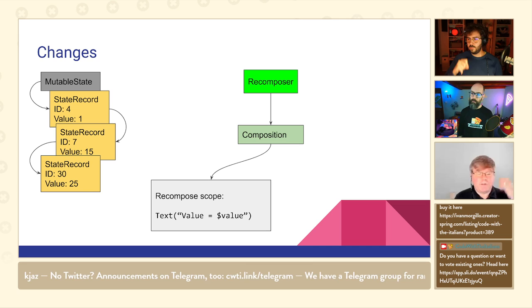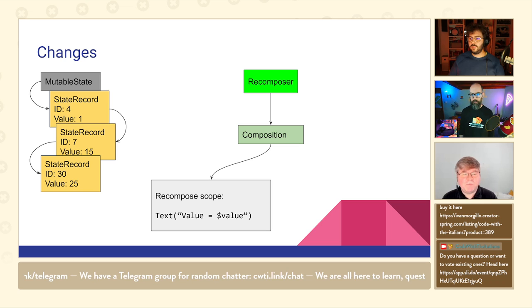So when you use the value, the composition says, I've read it. The recompose scope will maintain a reference to the object that it read. So when the recomposer sends it a list of objects, it knows, oh, this is the recompose scope that needs to be invalidated. So the composition maintains a reference to everything that it read, but the snapshot does not.